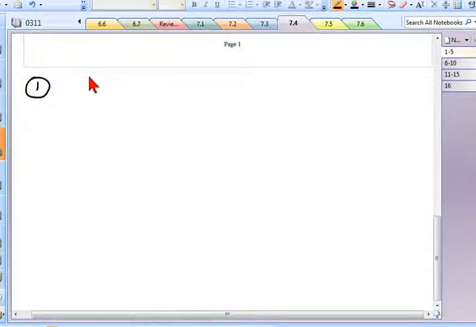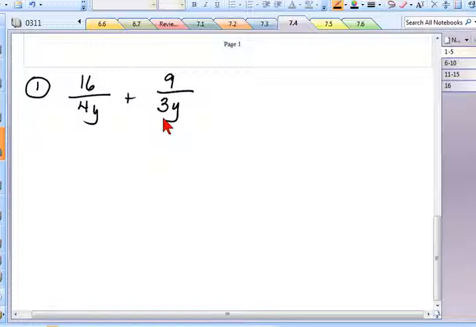It will say something like perform the indicated operation. So either add or subtract, whatever is appropriate. So I have 16 over 4y plus 9 over 3y. Now I know that many of you are used to doing your addition and subtraction of fractions by writing the problems in a column vertically. With algebra fractions, we almost always write them horizontally. So I hope you can tolerate this.